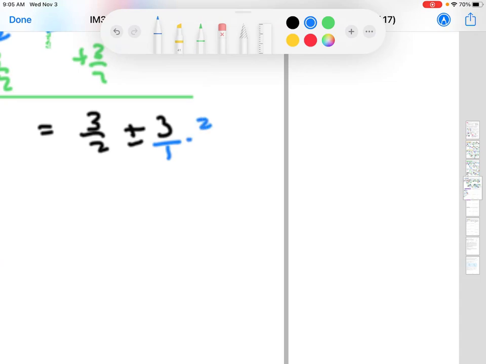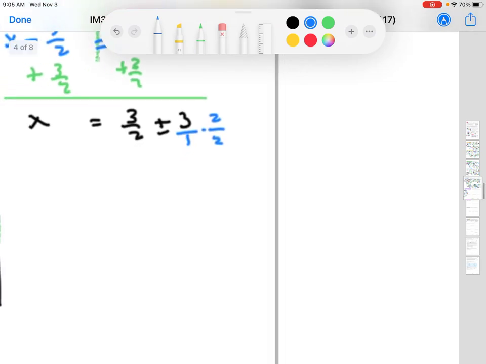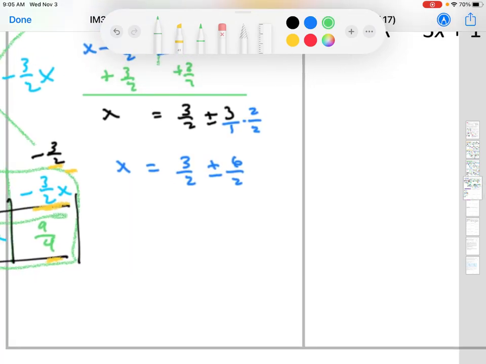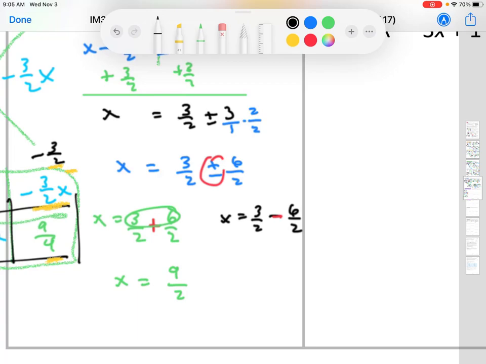Just put it over 1. Common denominator. I'm going to multiply any number times 1. It doesn't change it. So I get 6 over 2. And now you can separate that. X equals 3/2 plus 6 over 2. And 3/2 minus 6 over 2. So basically I'm splitting now the plus and the minus. You add those together, you'll get 9/2. And over here you'll do 3 minus 6 will give you negative 3/2.